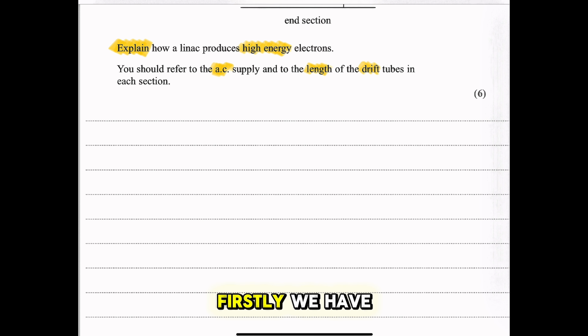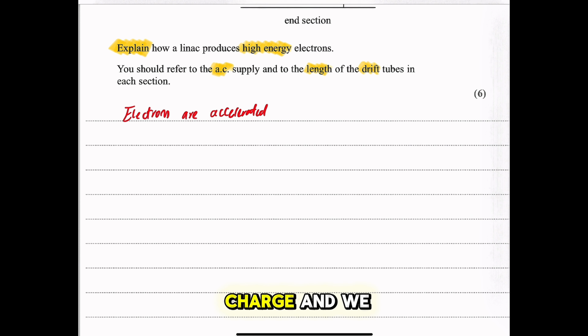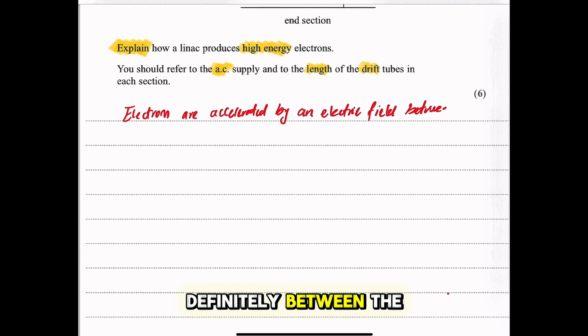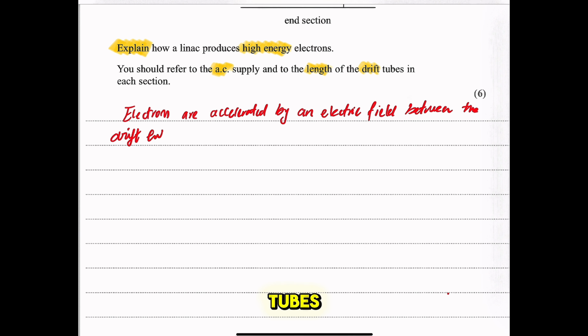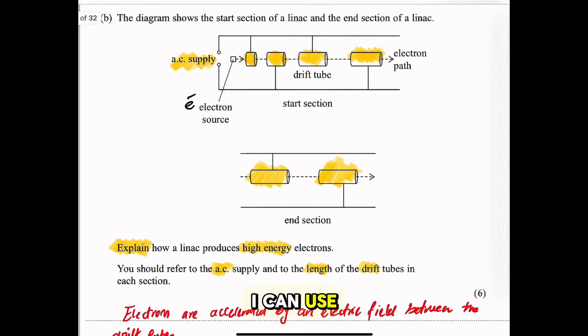Let's go, and we're going to attack the question and try to get 6 out of 6. Firstly, we have electrons, and these electrons are accelerated. Again, if you think about the charge, there's a kind of acceleration and the electric field, so I would say by an electric field, and this electric field is definitely between the drifting tubes. According to what and where in the diagram, I can use the diagram.